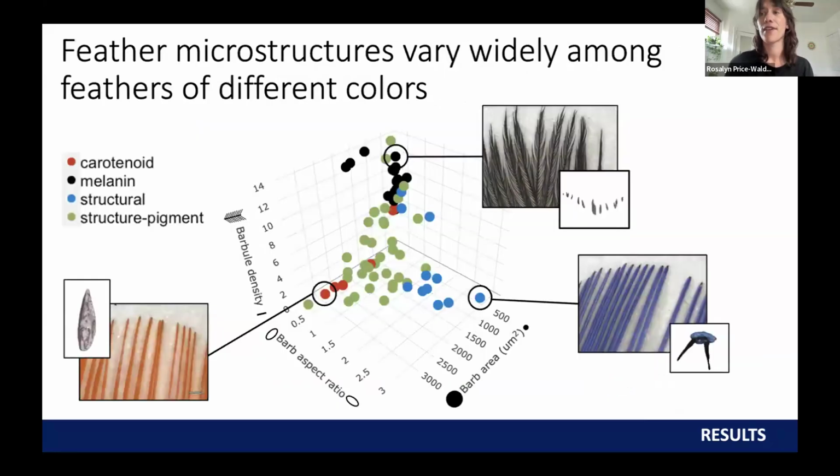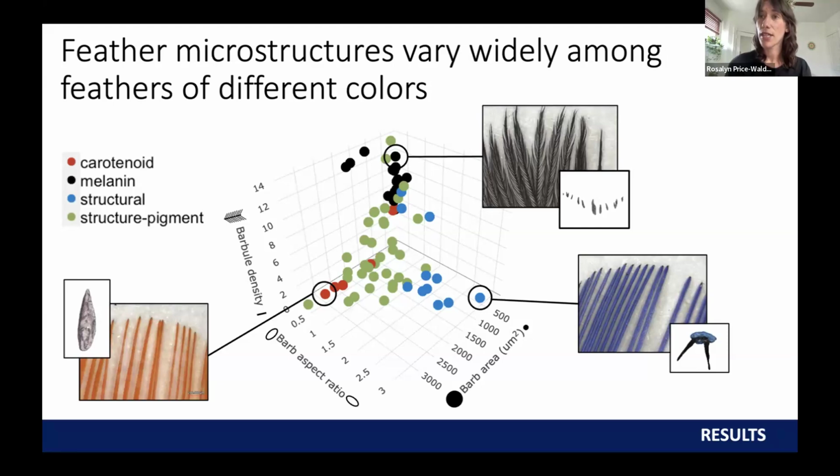So putting all of this variation together, here's a morphospace that captures changes in barbule density, barb shape, and barb size. The shape of the data here is really striking, and you can see that different colors of feathers occupy pretty different parts of this morphospace. But there's also a lot of interesting continuous variation among feathers, especially feathers that have both nanostructures and pigments, like many green feathers. So taking a step back, what does all of this variation in microstructure actually mean for coloration?